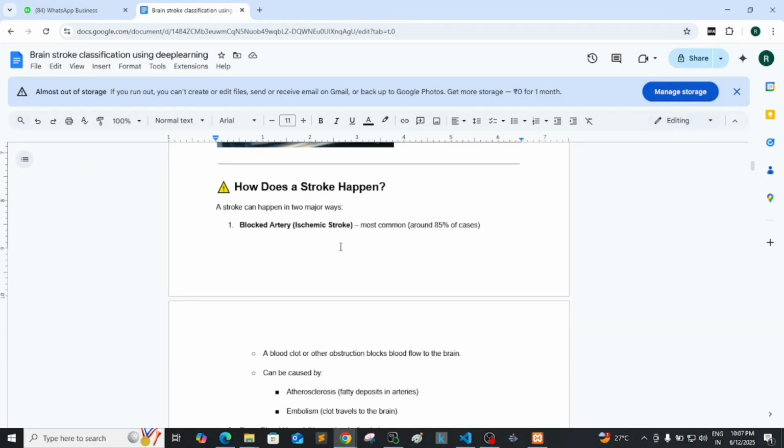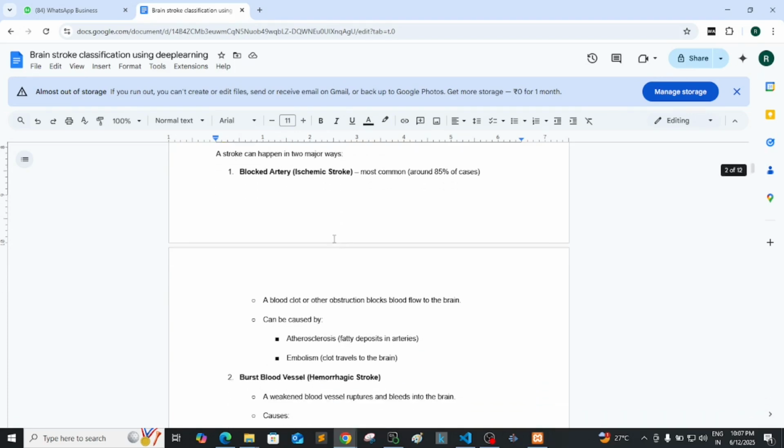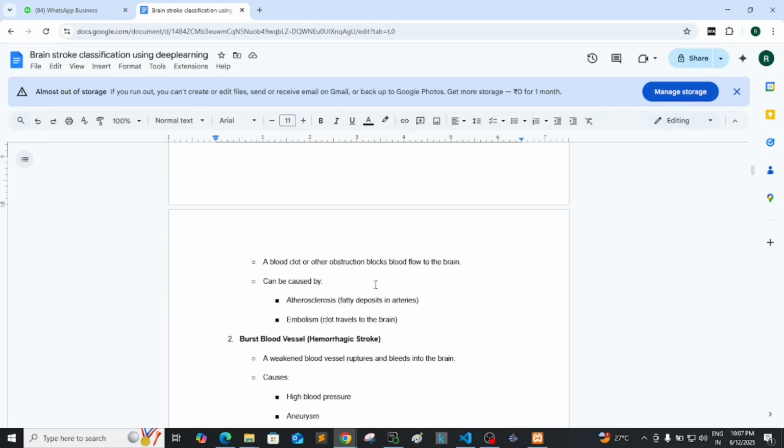A blocked artery, we call that an ischemic stroke. This type happens because of a blood clot. What causes it? Fatty deposits in arteries or a clot that routes to the brain. These two situations cause that particular type.